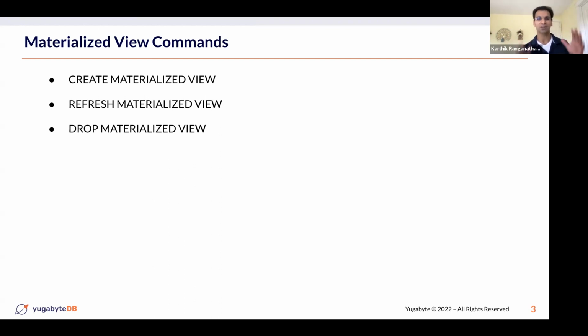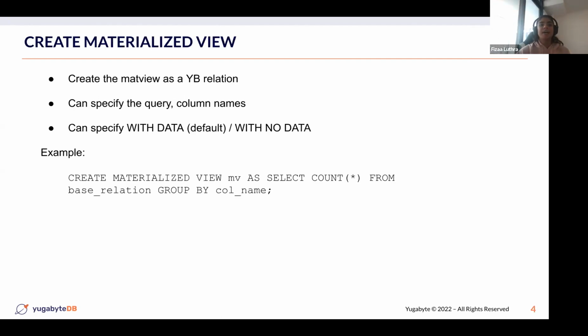Okay, with that context in mind, let's look at how you use these things. Like in Postgres, YSQL also has 3 commands that are associated with materialized views: create, refresh, and drop. Firstly, we have the create command. It does what it says. It creates the materialized view as a YB relation. Here we can specify the query and the column names.